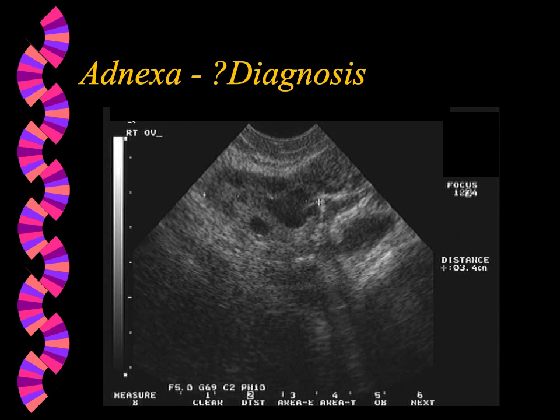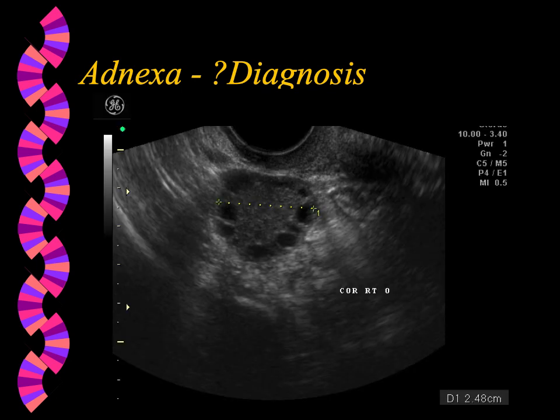And the measurement here, the distance here is 3.4 centimeters. We can see some hypoechoic areas within it. And this is actually a normal ovary with one dominant follicle. So normal ovarian measurements are in the 3 to 6 centimeter range. And this is a completely normal ovary.